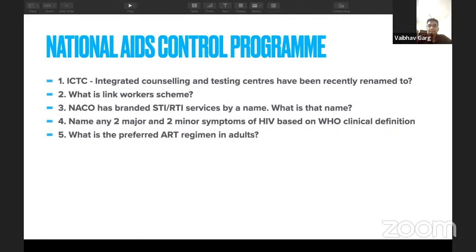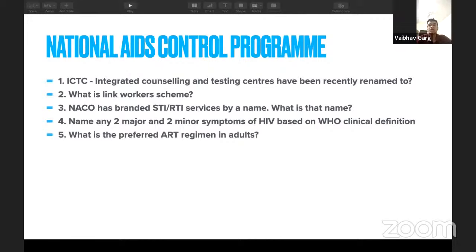First one is, what is ICTC otherwise called, right? It has been renamed into something. What is that? I'm not sure. Okay, no worries. What is link worker scheme? Ma'am, basically, there's a chain of link workers which link the TB program, HIV and TB activities, and then work on it together to minimize the comorbidity. Okay, so NACO has been branded, you know, they have STI and RTI services by a name. What is that called?